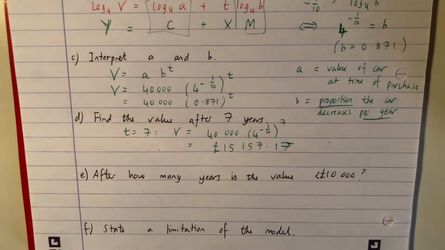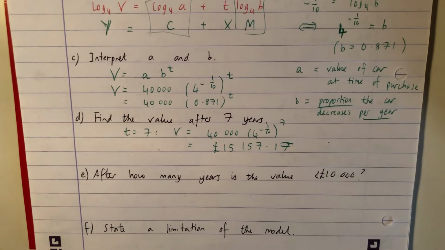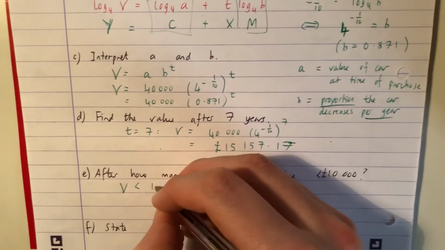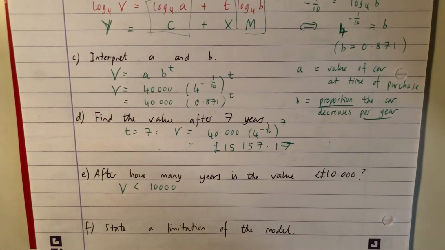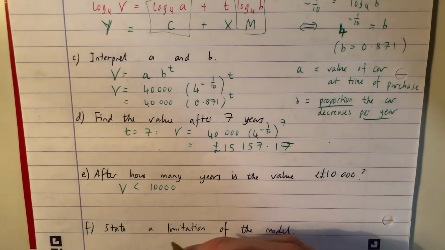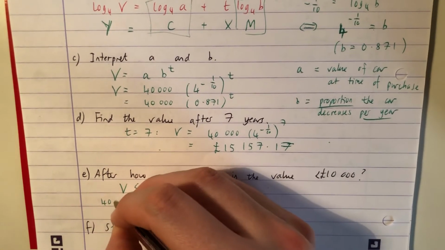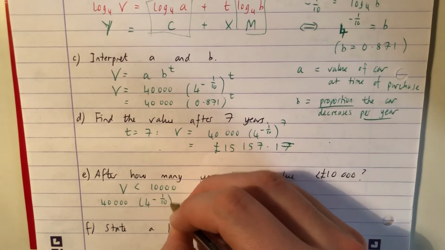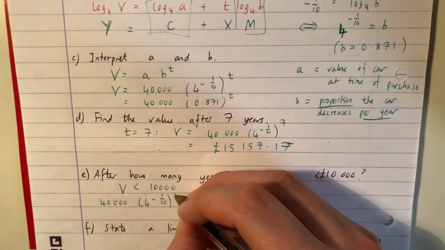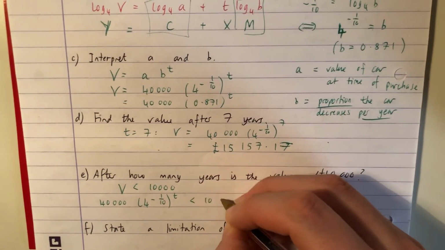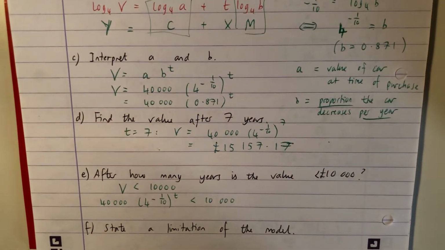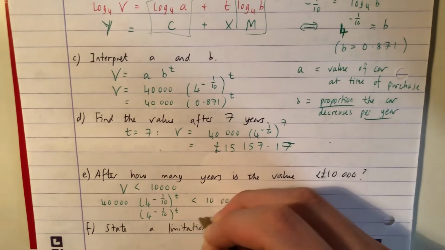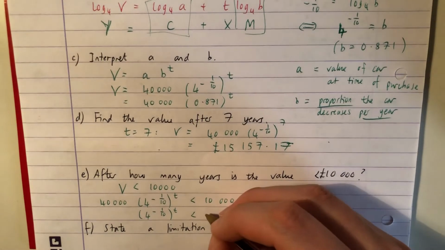Part E, after how many years is the value less than 10,000? So value V being less than 10,000. So sub in the formula. So we've got 40,000 times 4 to the power of minus 1/10 to the power of t is less than 10,000. We'll make t the subject. So divide by 40,000. So that's a quarter.